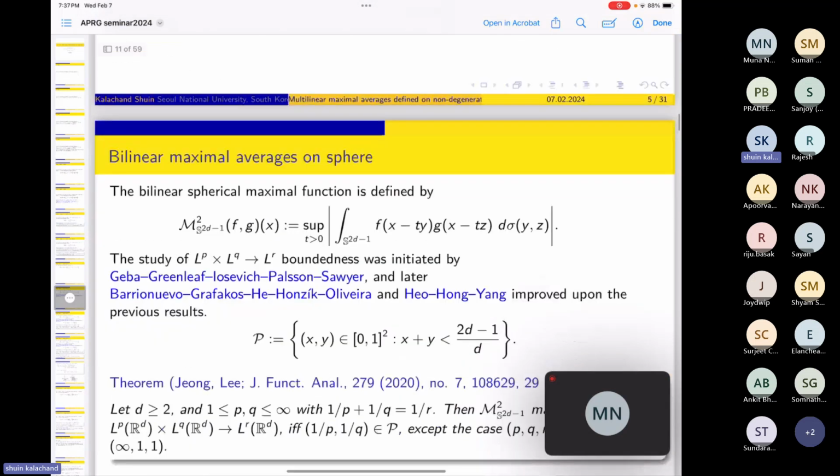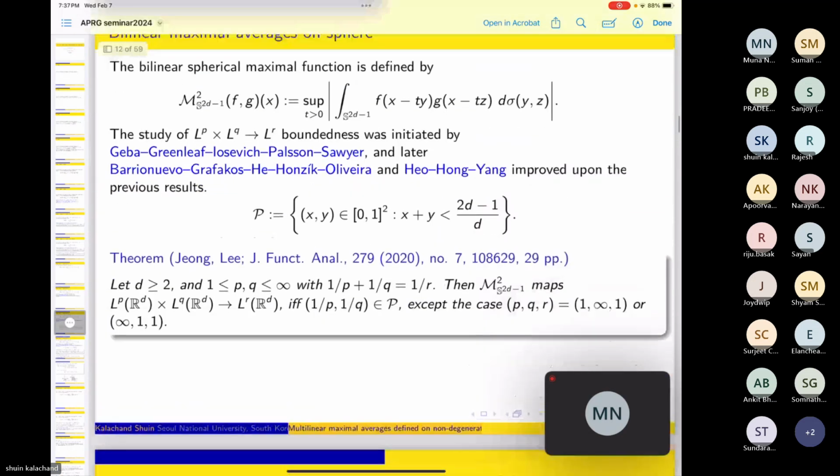Very recently, Jiang and Sanghyuk Lee proved the optimal result for the bilinear spherical maximal function in dimension d greater than or equal to 2.